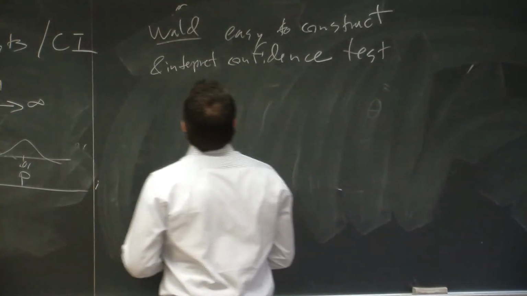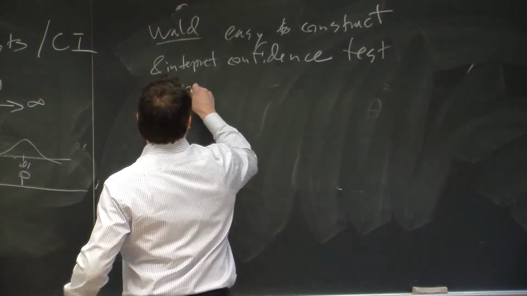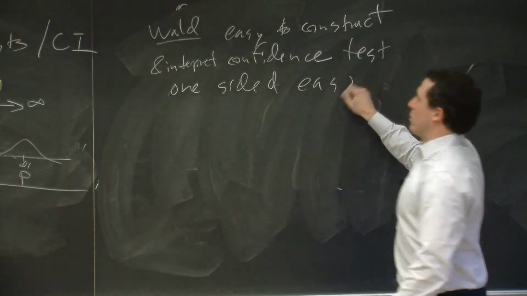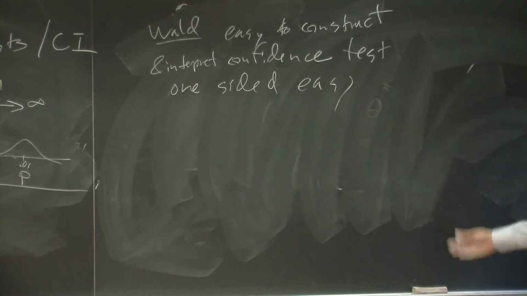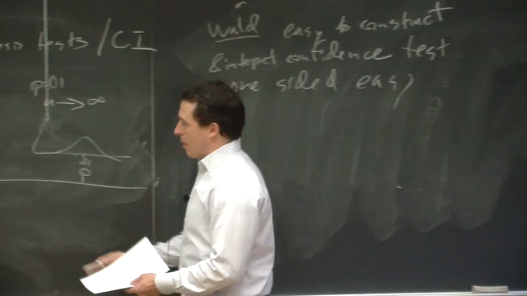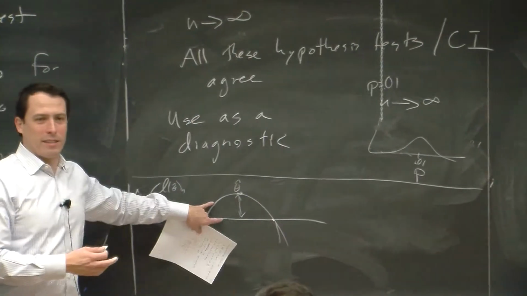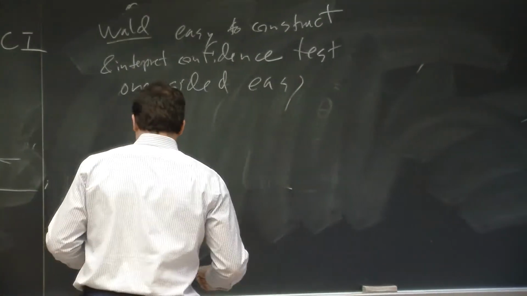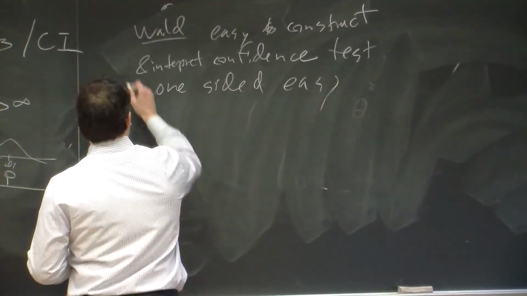And the other thing is that it's easy to see what to do for a one-sided test because we're just adding and subtracting. We can just choose to adjust our test for one side, whereas for this, how to construct a one-sided test is a little bit more subtle. I have to think about it a little bit. So that's what's nice about the Wald test.